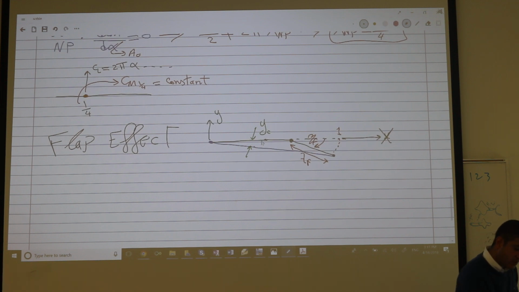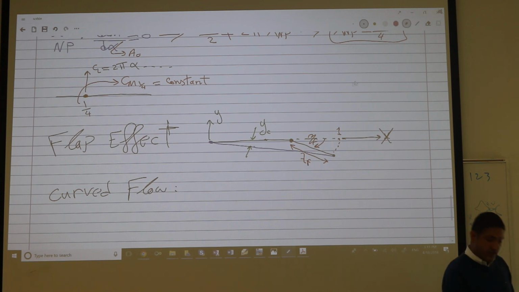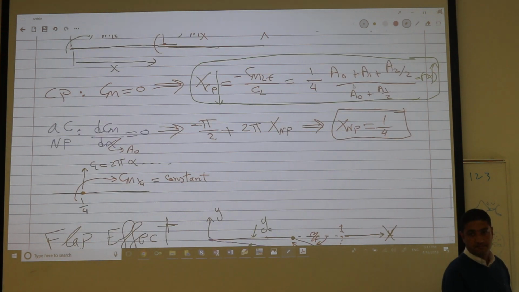Another problem that they'll do with you here, and we will close up, is the curved flow. The thin airfoil theory is very rich. You can do a lot with it. Any questions so far, please? Any question?